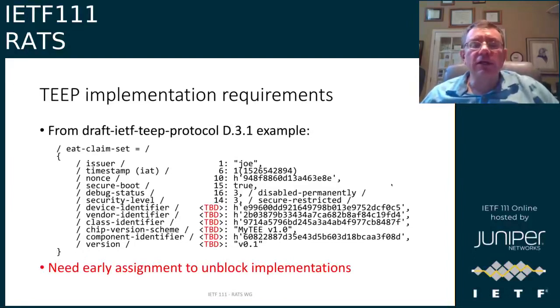And so that leaves 6, being the 5 in yellow plus the one that's in EAT already, which if I remember right is chip version scheme. We need early assignment for those because there are implementations right now that need to use those. There might be bugs in the actual example here, because this is a simplified example. In a real example you might use sub-modules and things in here too, but in the simplified example, just to make it easy to understand, this flattens everything and puts it all in one claim set. And then those TBDs are the ones that are blocking implementation right now.